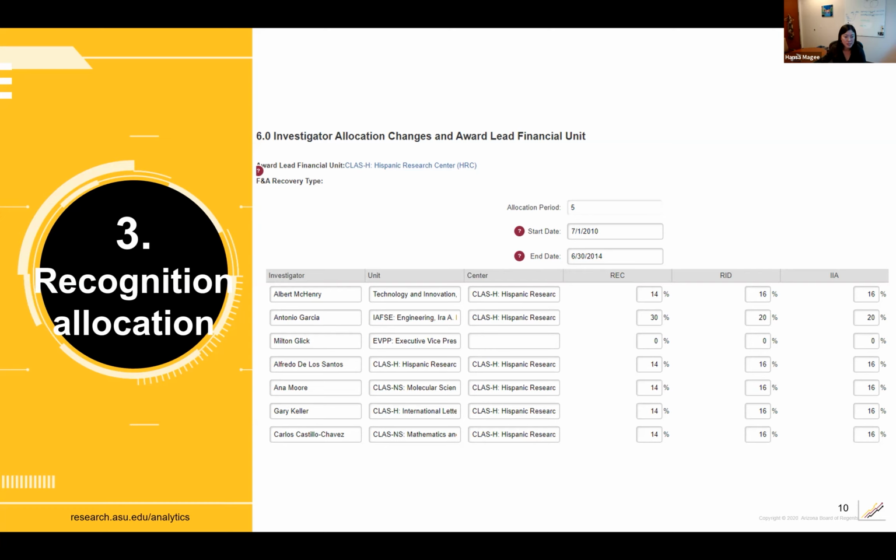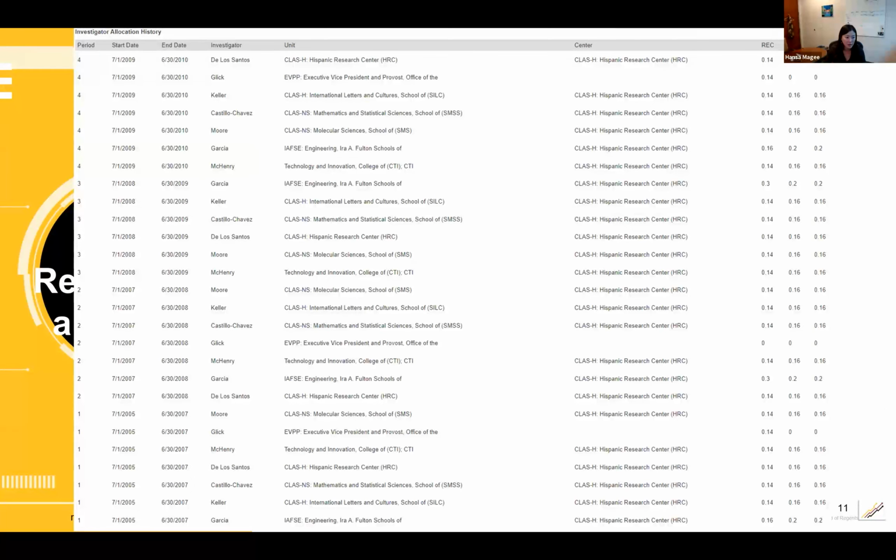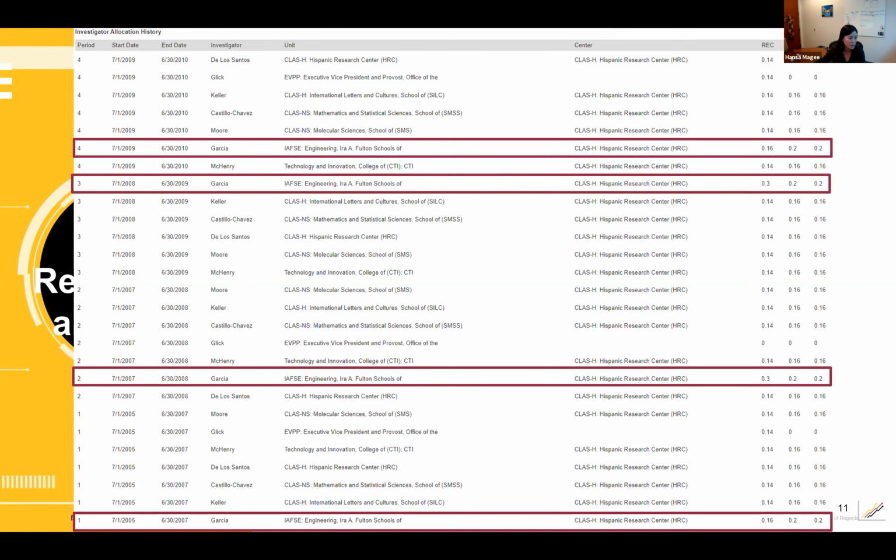The reason why I bring this specific example up is you can see that this allocation period, period 5, goes into these times right here. And there were actually 4 allocation periods prior to that one. And you can see I highlighted Antonio Garcia here. And this project started in 2015. You can see allocation periods 1 through 4, and you can see that his recognition percent actually changes over time. 16, 30, 30, 16. And so what this means is for this time period only to the day, this is the percent recognition that he's going to get.